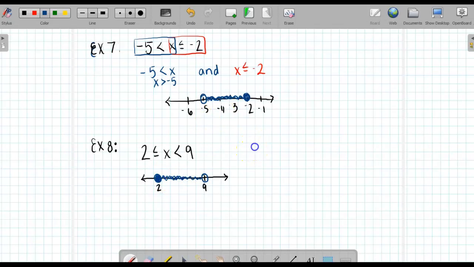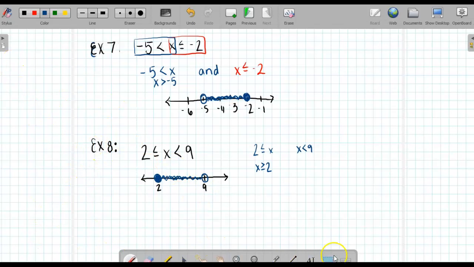You also could just do it separately. You could rewrite that as x is greater than or equal to 2, and you could also say x is less than 9, and if you graph those two, you'll have this graph here.